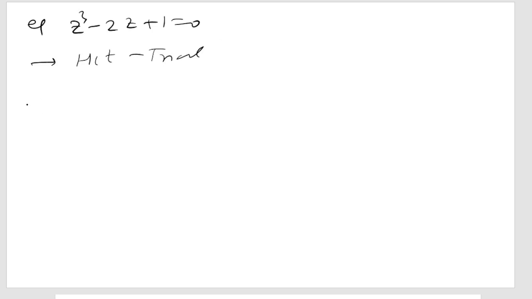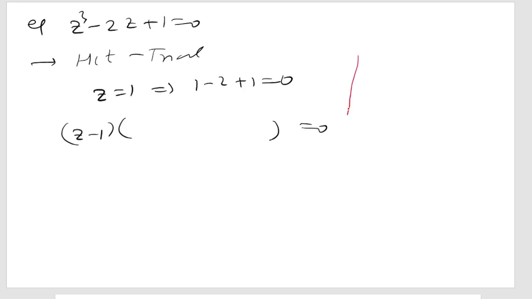So we can see that z = 1 satisfies. If I take z = 1, I get 1 minus 2 plus 1 = 0, so z = 1 is a solution. As soon as we get z = 1, we can say z minus 1 is a factor and convert the rest into a quadratic. For the coefficients, I can use synthetic division. In synthetic division, z cube has coefficient 1, z square has coefficient 0, z has minus 2, plus 1. Then we use z = 1.